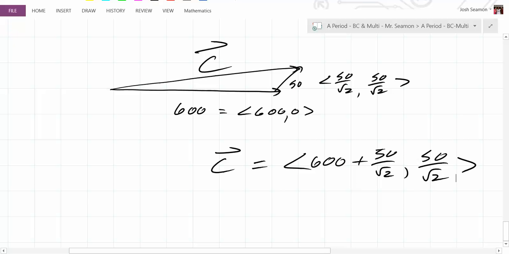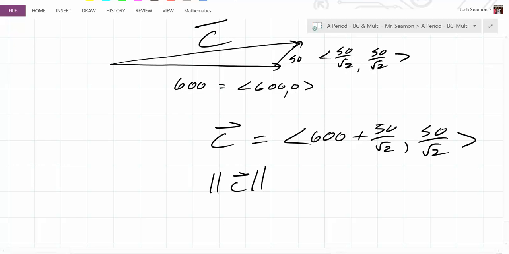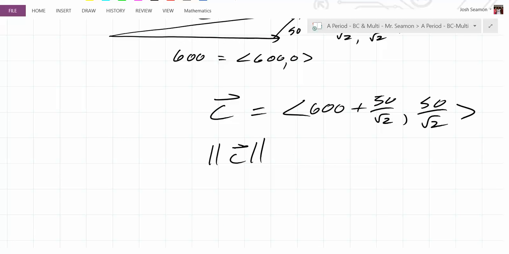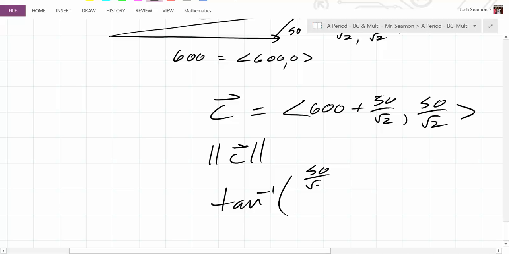So if you want the actual speed, can you now do the magnitude of that? Yeah, absolutely. So now how can you find the angle measure? Whatever trig function you want. You have the x and the y, so maybe you should use what? So you have tan inverse of 50 over root 2 over 600 plus 50 over root 2. Yep. Okay.